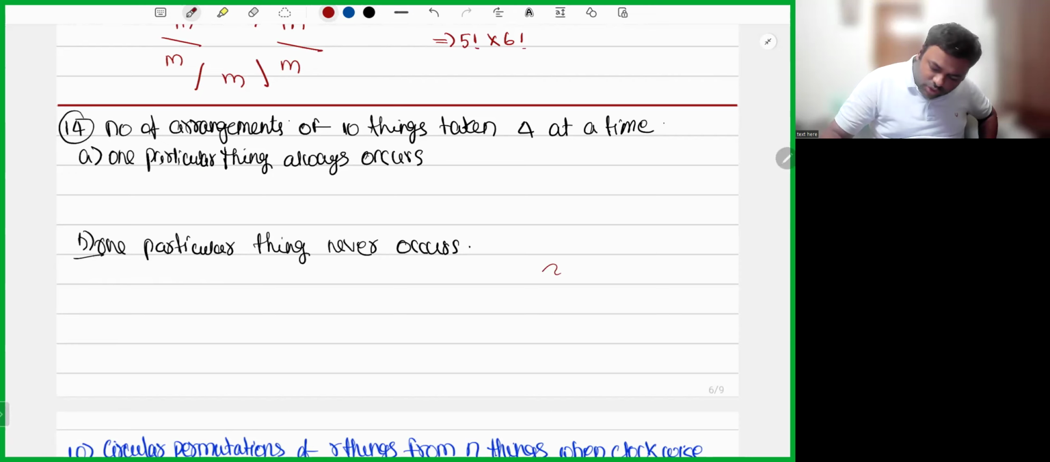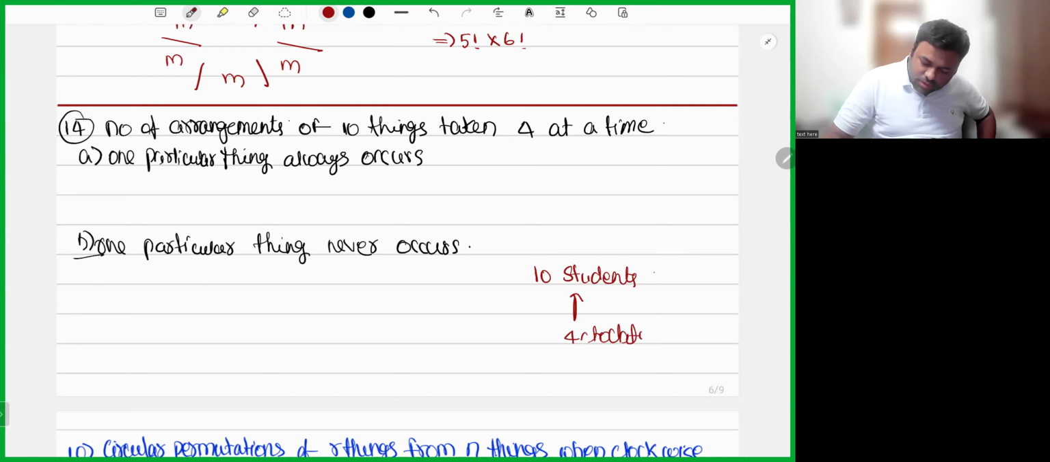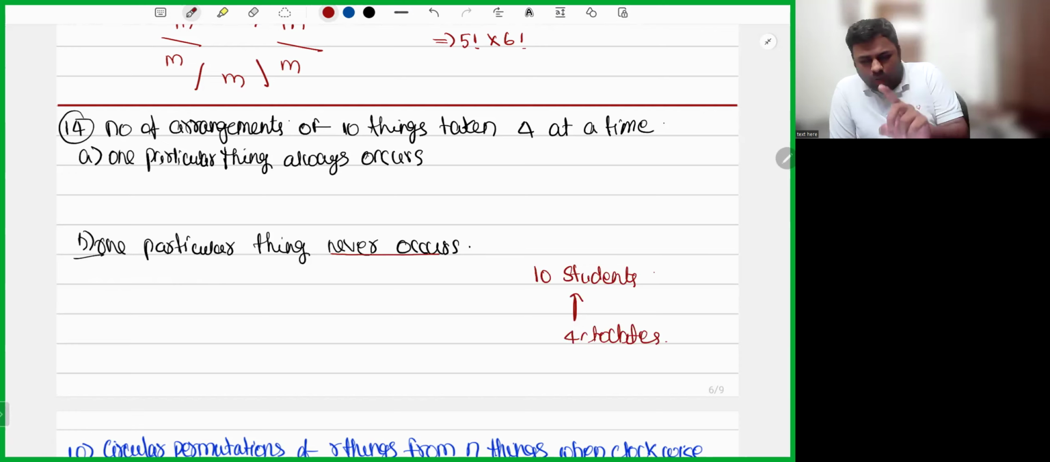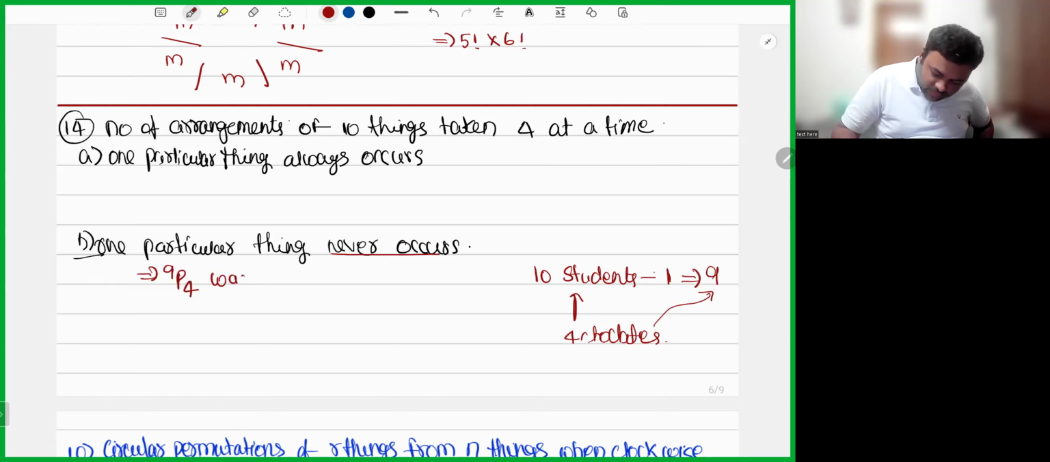Like I am telling, 10 students are there. I need to give 4 chocolates to 10 students. I'm telling one particular thing never occurs, meaning for one particular student, I'll never give a chocolate. Out of 10 students, how many are left? 9 students are there. How will I give 4 chocolates to 9 students? I'll give in 9P4 ways.